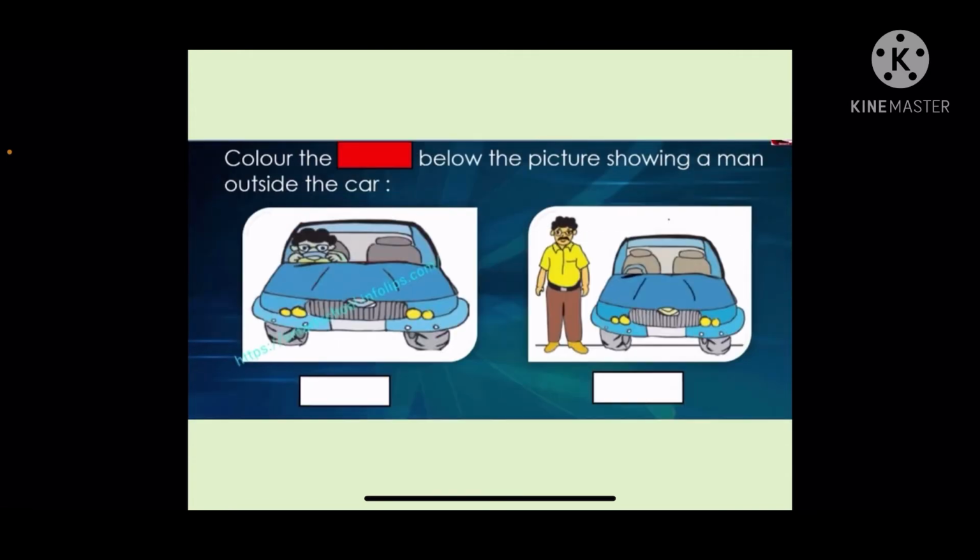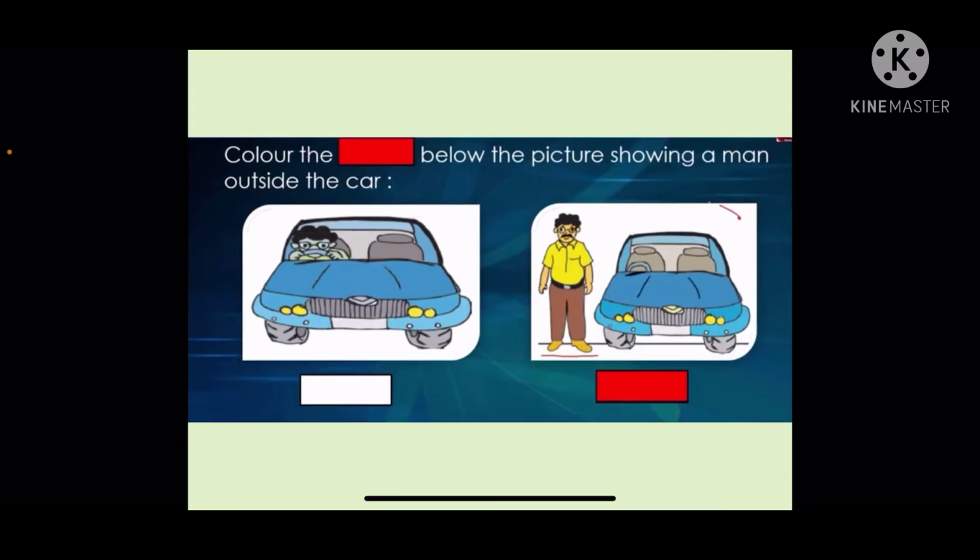Our next question is, color the box below the picture showing a man outside the car. As you can see in the picture children, in the first picture the man is in the car, and in the second picture the man is out of the car. So we have to color the box where the man is out of the car. So in the second picture the man is outside the car. So we will color the box of the man who is outside the car.